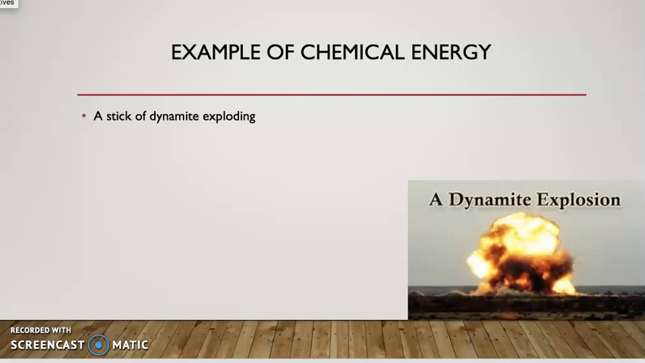One dramatic example of chemical energy is a stick of exploding dynamite. The TNT molecule is converted to water, carbon dioxide, and carbon monoxide. Many bonds are broken, and the energy supplied by the bonds breaking provides the energy to form the new bonds. The excess energy creates the visible explosion along with heat.